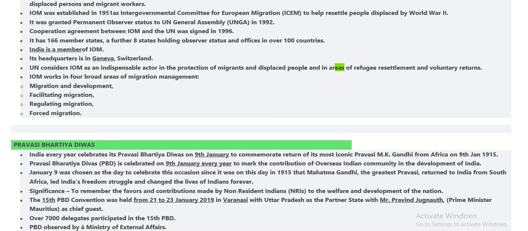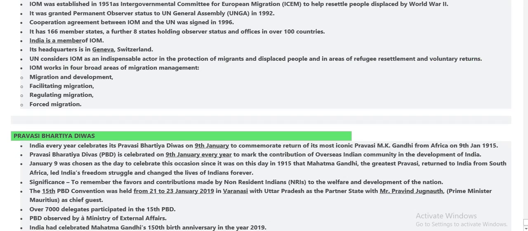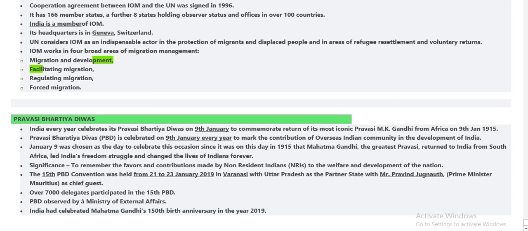It has 166 member states, a further 8 states holding observer status, and offices in over 100 countries. India is a member of IOM. Its headquarters is in Geneva, Switzerland. The UN considers IOM as an indispensable actor in the protection of migrants and displaced people and in areas of refugee resettlement and voluntary returns. IOM works in 4 broad areas of migration management: migration and development, facilitating migration, regulating migration, forced migration.